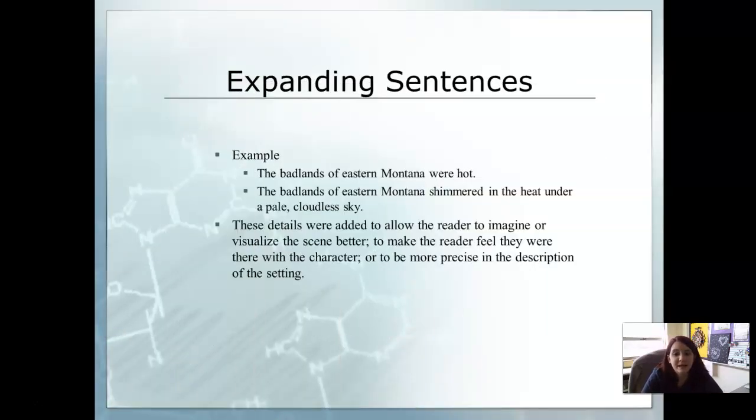So when we're expanding sentences, this is an example. The Badlands of eastern Montana are hot. That is our basic sentence. The Badlands of eastern Montana shimmered in the heat under a pale, cloudless sky. We are expanding on a basic sentence. We've added a lot more detail to make it stand out more. So they add more imagery or visualization of the scene. Instead of just saying it's hot, we can feel the setting a little bit more.